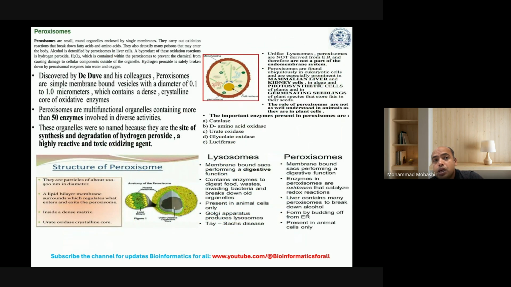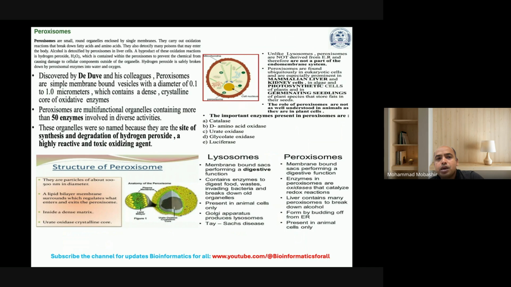Now, peroxisomes are small round organelles enclosed by single membranes. They carry out oxidation reactions that break down fatty acids and amino acids. They also detoxify many poisons that may enter the body. Alcohol is detoxified by peroxisomes in a liver cell, and a byproduct of these oxidation reactions is hydrogen peroxide, which is contained within the peroxisomes to prevent the chemical from causing damage to cellular components outside the organelle.